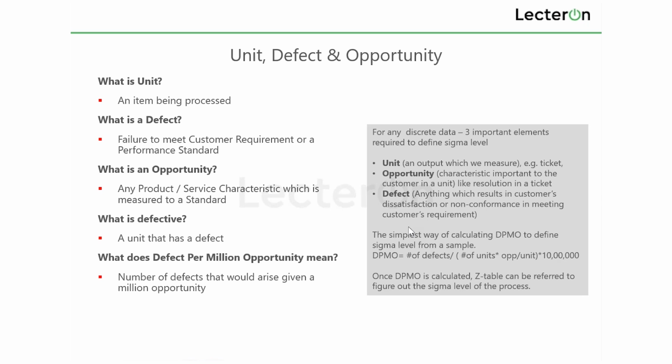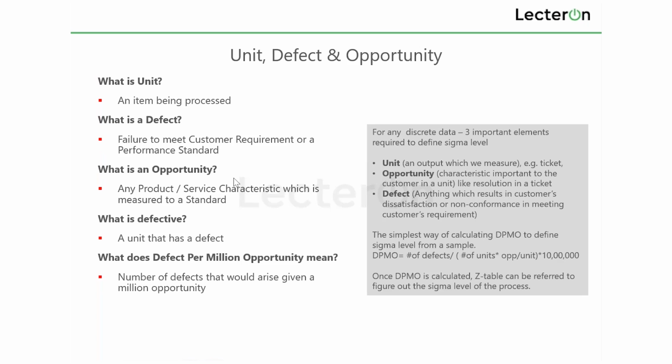All right, I will move ahead and we'll go on to unit, defect, opportunity. Let's try to understand the operational definitions of these. A unit is an item which is being produced. A defect is a failure to meet the customer requirement or the performance standard. An opportunity is any product or service characteristic which is measured to a standard. What is defective? Any unit that has a defect is defective. And what does DPMO mean? The number of defects that would be there given a million opportunities. These are just a few terms.